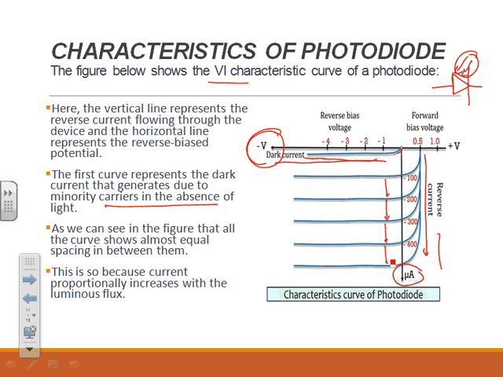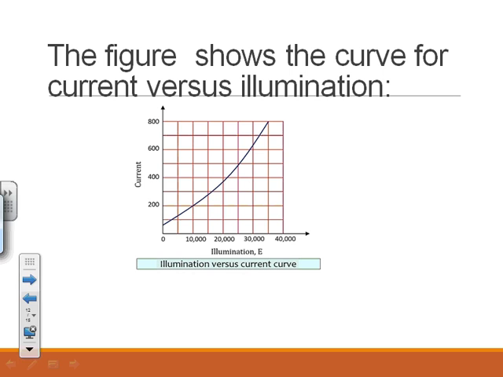The next slide shows the curve of current versus luminance. By increasing the luminance, we can see that the current is also increasing. So this is the characteristics curve for the photodiode.